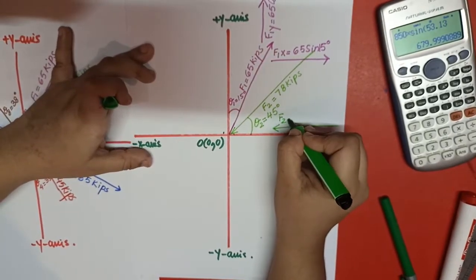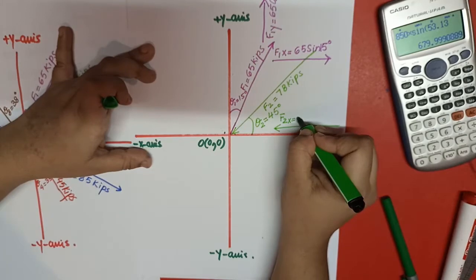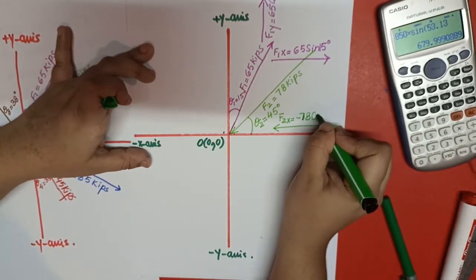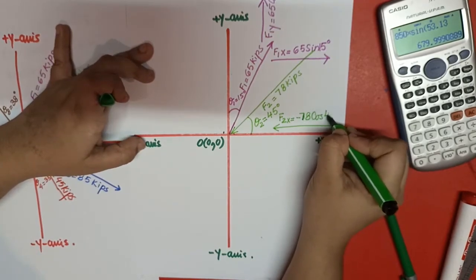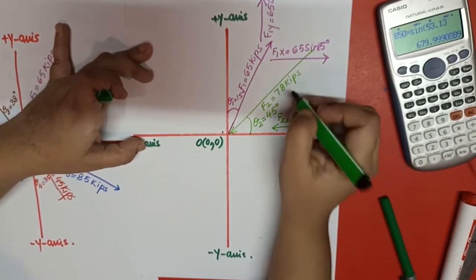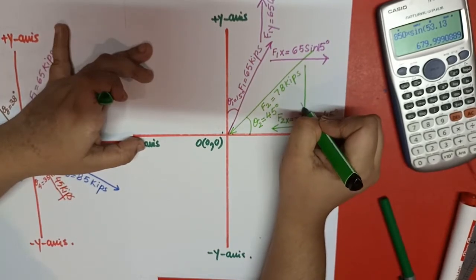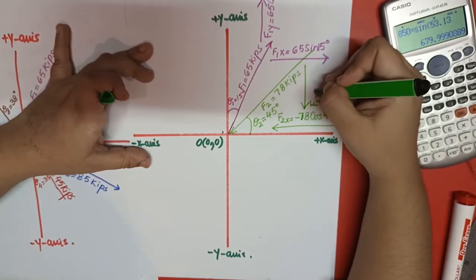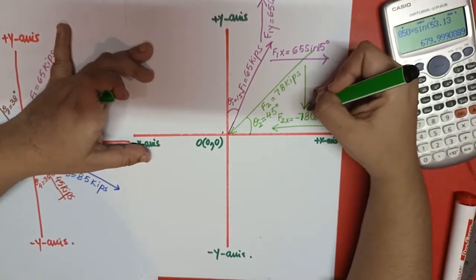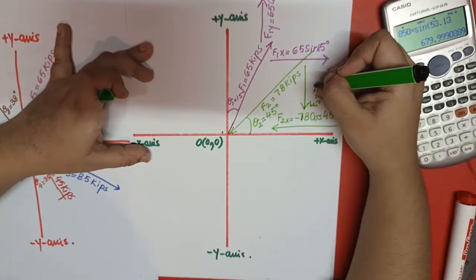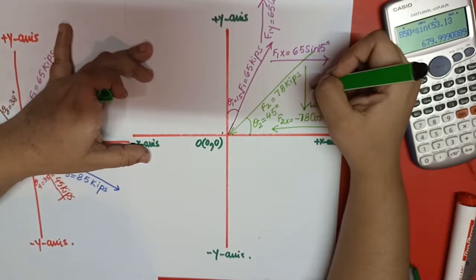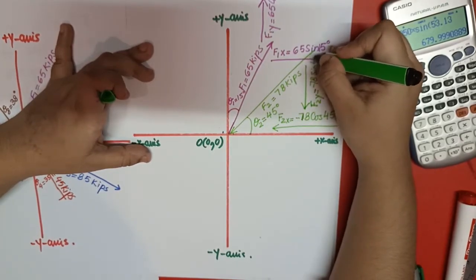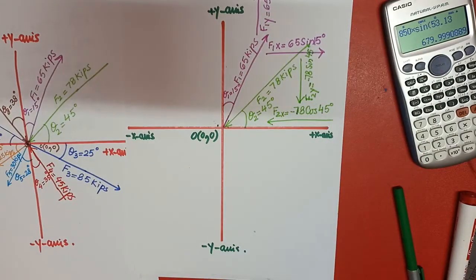So F2x is equal to minus 78. This is attached with the positive x-axis, so I have to take cos here, cos 45 degrees, and the vertical component should be downward. So F2y is also negative because it is downward, parallel to the negative y-axis, so this will be minus 78 sin 45 degrees. I think there is no issue in it.